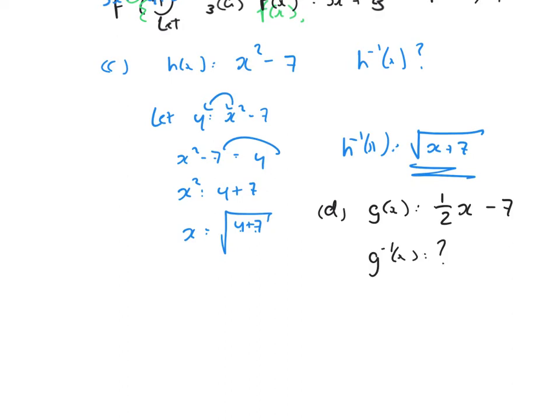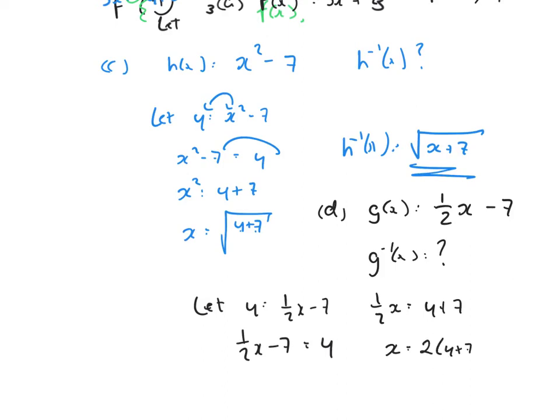Okay, so let y equals 1/2 x minus 7. Let's change the subject of the formula to x. Half x minus 7 equals y. Half x equals y plus 7. And then how do we get rid of the half there? Well, we can double both sides. And that will give me x equals 2 bracket y plus 7. x equals 2y plus 14.